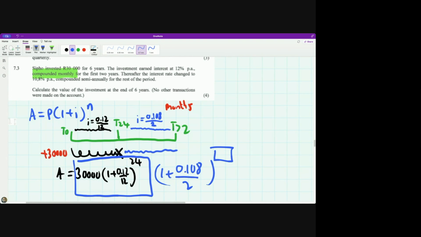The reason we divide this by 2 is that in the question, it said compounded semi-annually. So semi-annually means twice a year. That's why I'm dividing by 2. But now the tricky bit is how many 6-month periods fit in that part there. So in the first year, it'll be 2. In the next year, it will be 2 more, then 2 more. How many half years fit into 4 years?